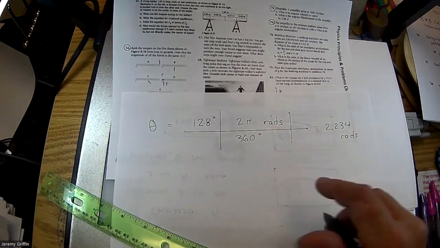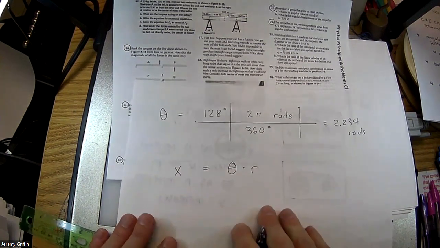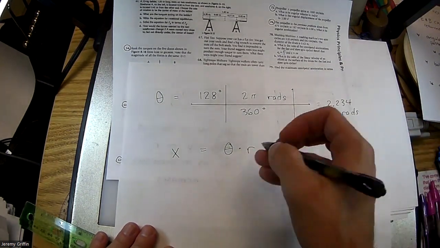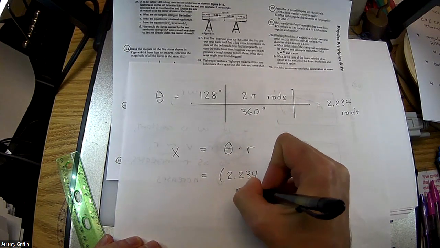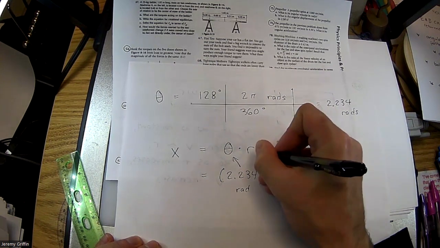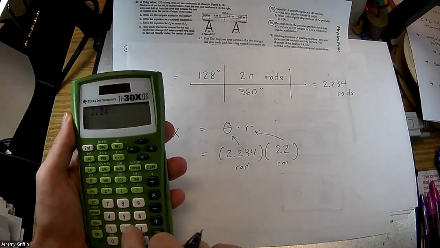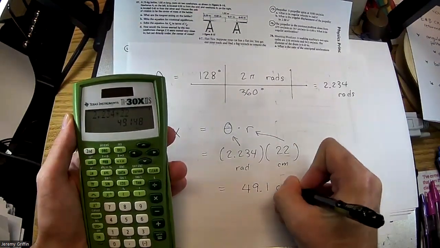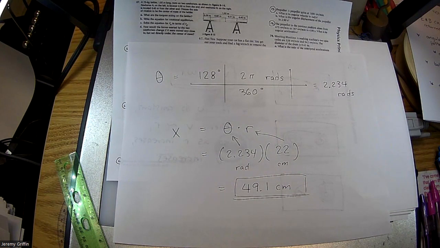Next, how far it moves in centimeters is equal to theta times r. Remember, this is a more general version of circumference equals 2 pi r, but now we don't necessarily want exactly one revolution. So I'm going to go 2.234 radians, and the radius is 22 centimeters, or if you like, 22 centimeters per radian. Cancel out the radians. Let's do 2.234 times 22. 49.1 centimeters. Bam! Just like that. All right, that worked out for you guys.